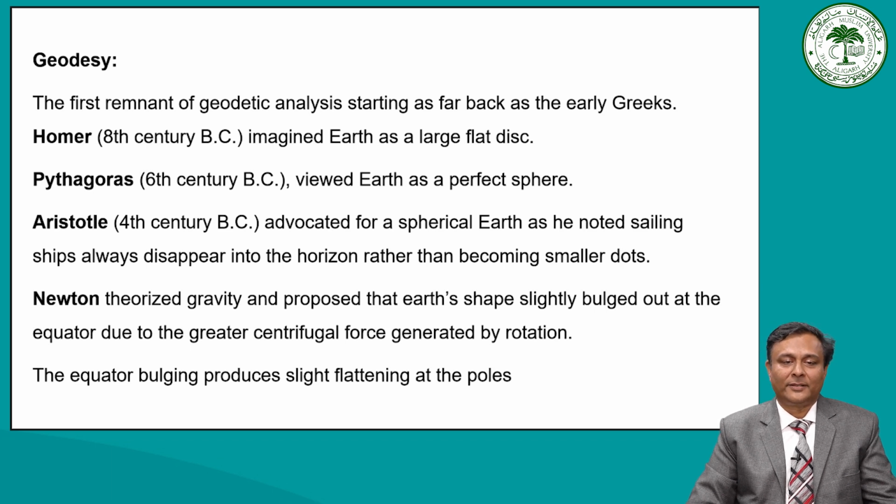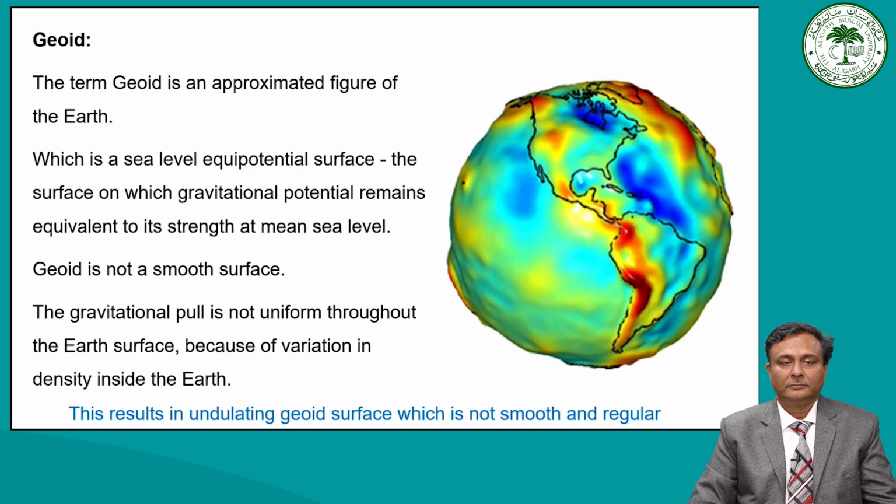Newton theorized gravity and proposed that Earth's shape slightly bulged out at the equator due to the greater centrifugal force generated by rotation. The equatorial bulging produces slight flattening at the poles. This change came in the 17th century with Newton's theory; until then, the Earth was thought to be in a spherical shape.